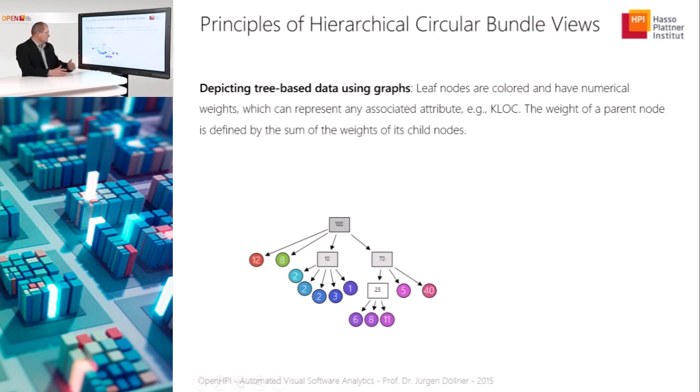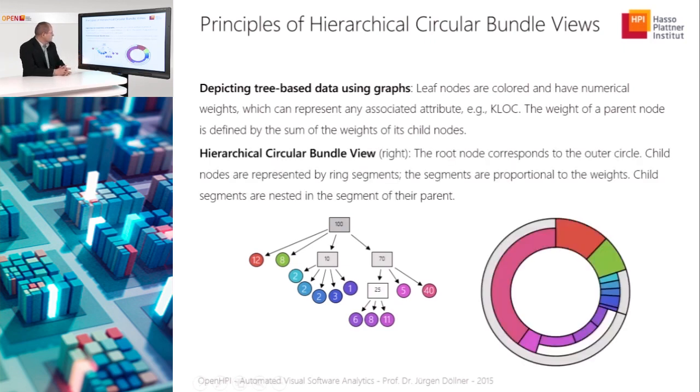In this example, we can think of these values as klog, lines of code measured in 1,000 lines of code. So it would represent, in a way, the size of the implementation of this system that is represented by this small tree. So the question is, how can we visualize this tree data, and how can we visualize relations among leaf nodes of this tree data?